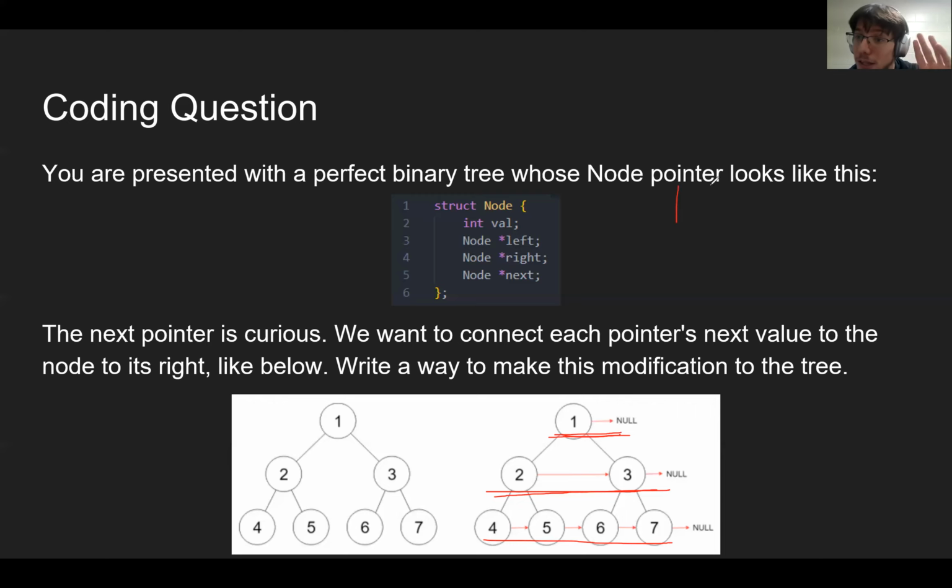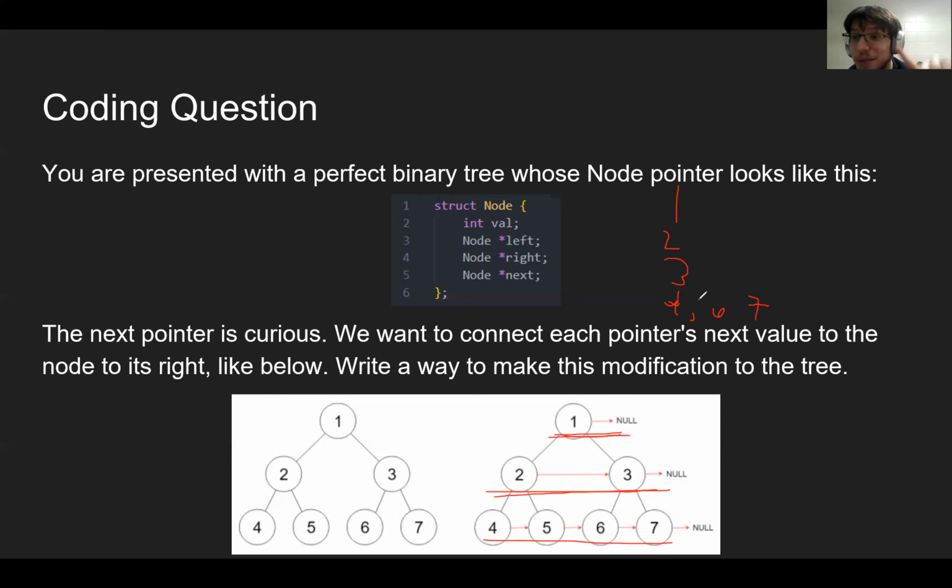We have the 1, then the next thing that goes in our queue and we look at is the 2, and the 3, and then the 4, and the 5, and the 6, and the 7 in this case. So what we notice is that we can just store the previous node and then make a pointer to it, to the next node in our level order traversal.